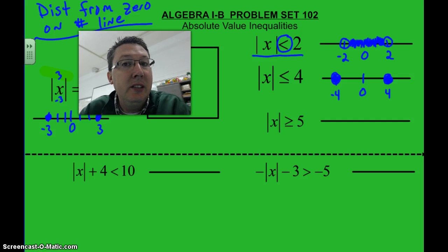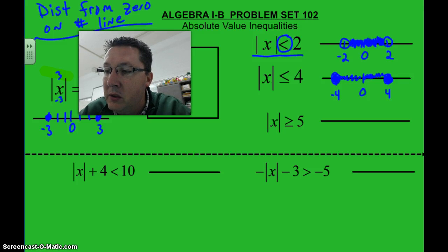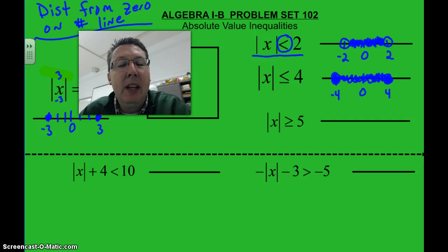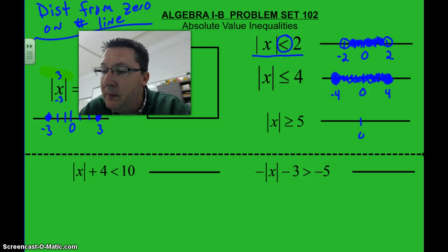Okay, and again, less than or equal to 4. So can I go past 4? No, I have to stay inside, less than or equal to 4 away from 0. So I'm shading on the inside. All right? Next one. The absolute value of some number is greater than or equal to 5. Well, here's 0.